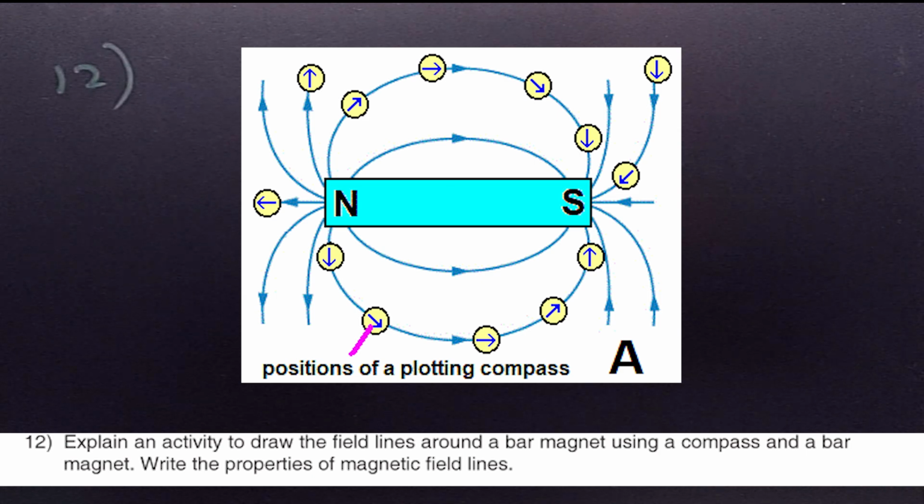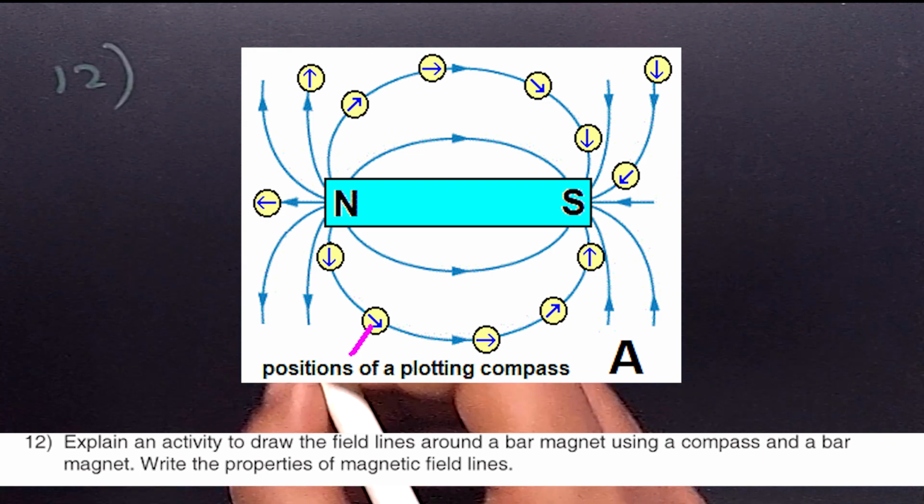Before writing the answer, we have to see the marks distribution. Each question carries 4 marks. The properties of magnetic field lines we can stick on to 1 mark, whereas the activity weightage will be for 3 marks. Since it is explaining an activity, the diagram carries 1 mark. You will have to draw the diagram as shown in the figure.